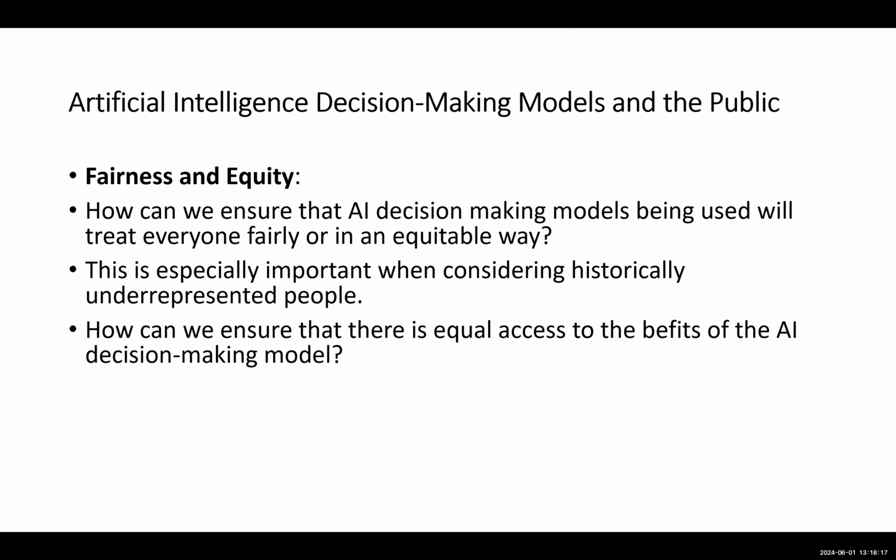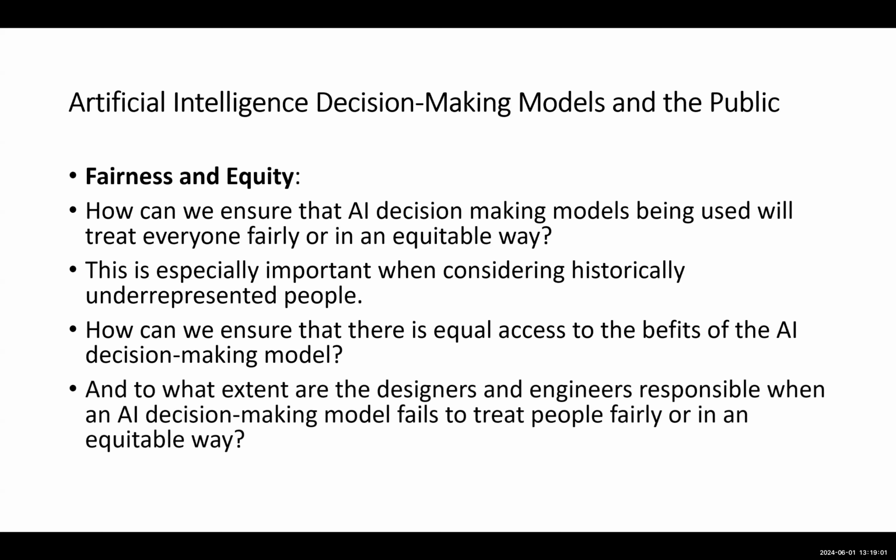So again, we need to think about how we can ensure that there is equal access to the benefits of AI, given that there are going to be all sorts of amazing benefits that come about from this technology. We want to make sure that it's not available only to the richest of the rich and unavailable to those who can't afford it. And when we're thinking about fairness and equity, we also need to consider what happens when things are unfair, when these systems make decisions that violate somebody's rights or that treat people in an unjust manner. So we might wonder, to what extent would the designers or the engineers or maybe the companies that own this technology be held responsible when AI makes decisions that do not treat people fairly or in an equitable way?